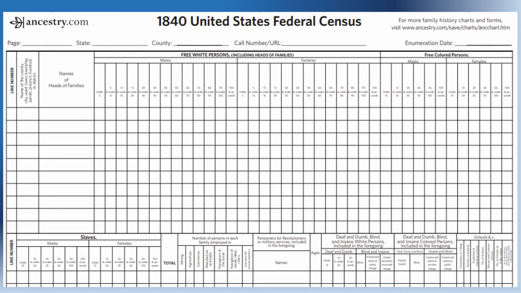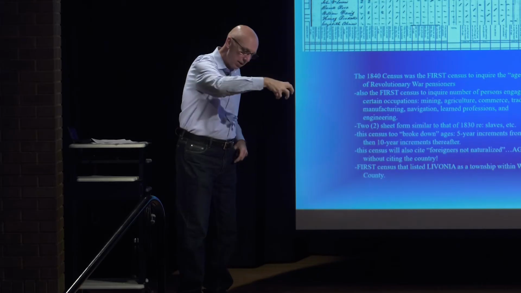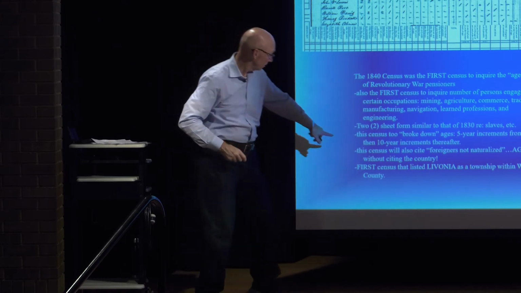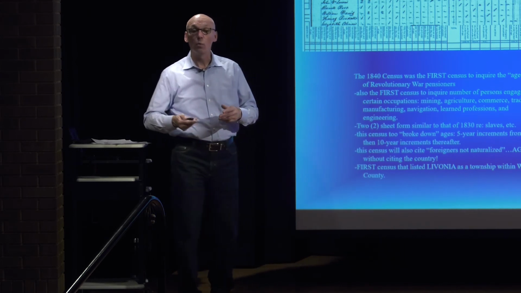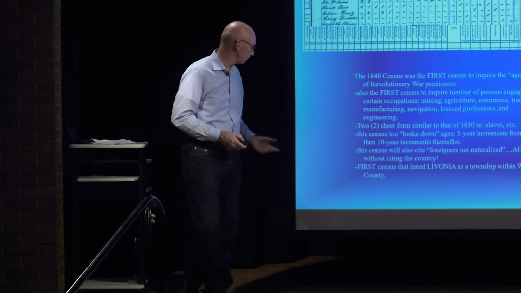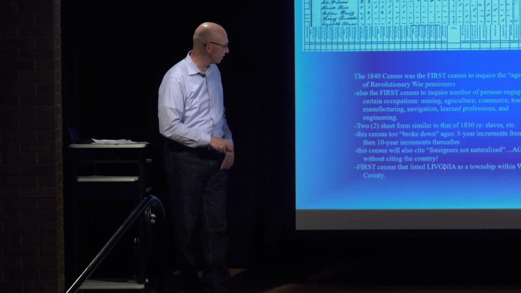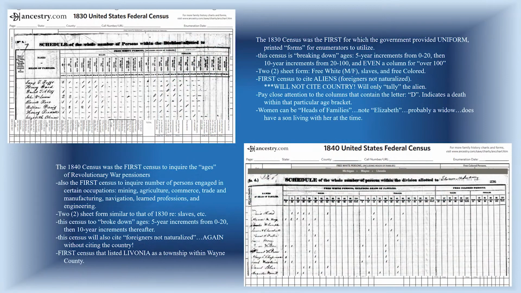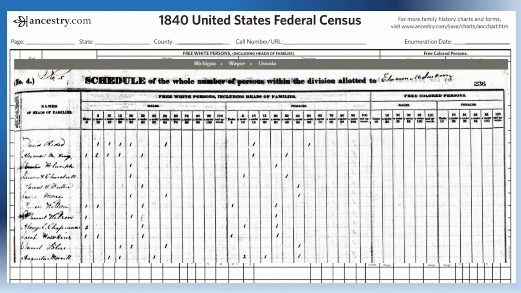A clue into this person residing in a particular area, came to the United States, but is yet to be naturalized. Unfortunately, they do not provide where they are coming from. 1840, the first census that listed Livonia as a township within Wayne County. And here we have an example of the 1840 census, giving you names of heads of families and all those individuals thereafter, all the kids that came along with it.